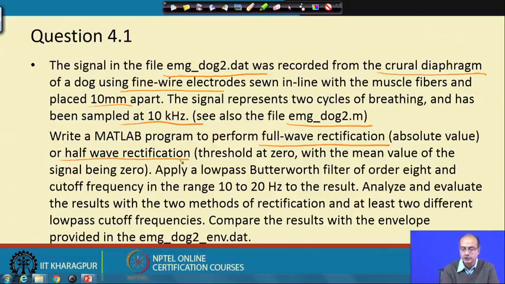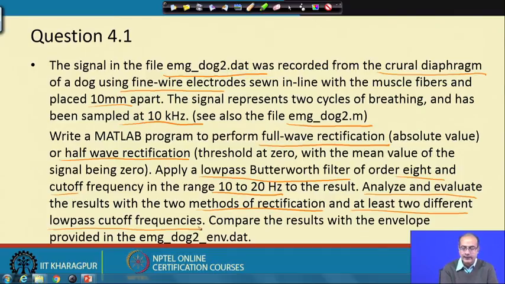In fact, we will do both, and after that we should apply a low pass Butterworth filter of order 8, with the cutoff frequency varying from 10 to 20 hertz. We should analyze and evaluate the results of these 2 rectification techniques at least 2 different low pass frequencies. That means, the impact of the choice of the rectification algorithm and the choice of the cutoff.